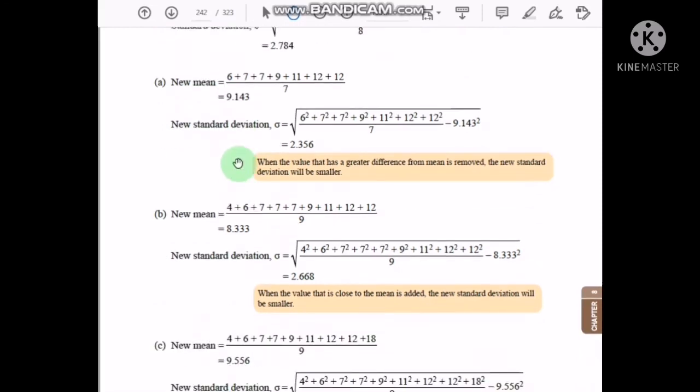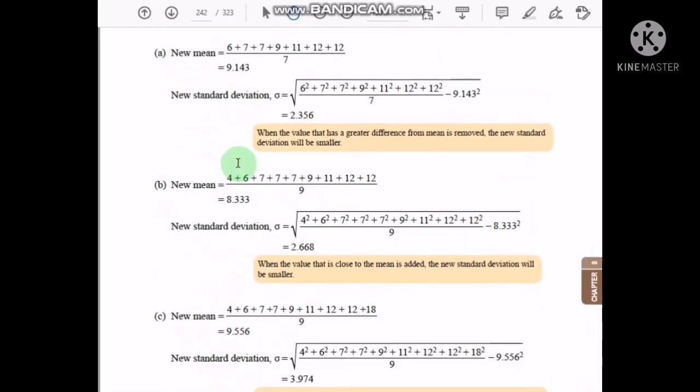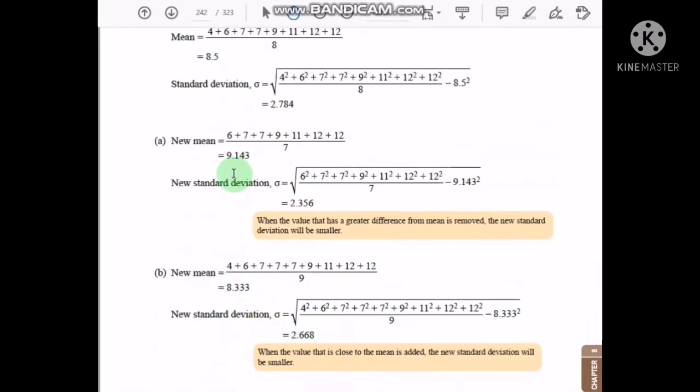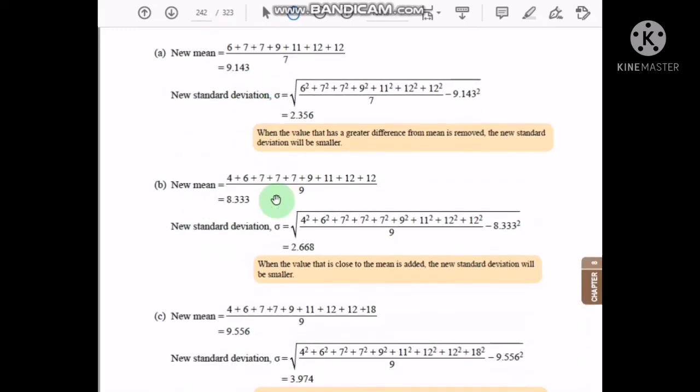So the difference is small. So if the difference is small, the new standard deviation will be smaller. So this is the proof. The new standard deviation from the original one, from 2.784, will become 2.668. Will become smaller. I hope you can relate because I need to scroll up and down. So I hope you can understand.